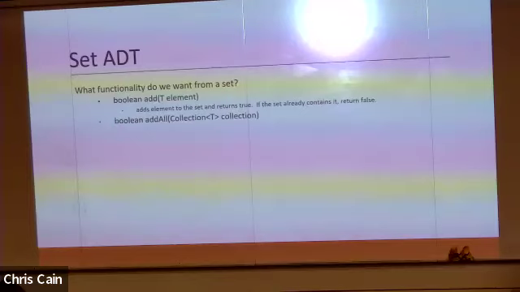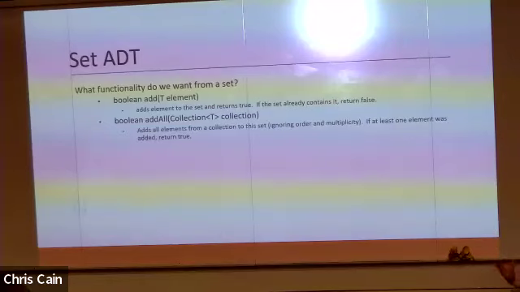We could also do an add all. We're going to take in any other collection type. This could be a list, a stack, or any other collection. We want to add every element from that collection into our set, of course ignoring order and multiplicity. So if a list has multiple copies of an element, we would only add it to our set once. Remember that our add handles that. We'll return true from this add all if at least one element was added.